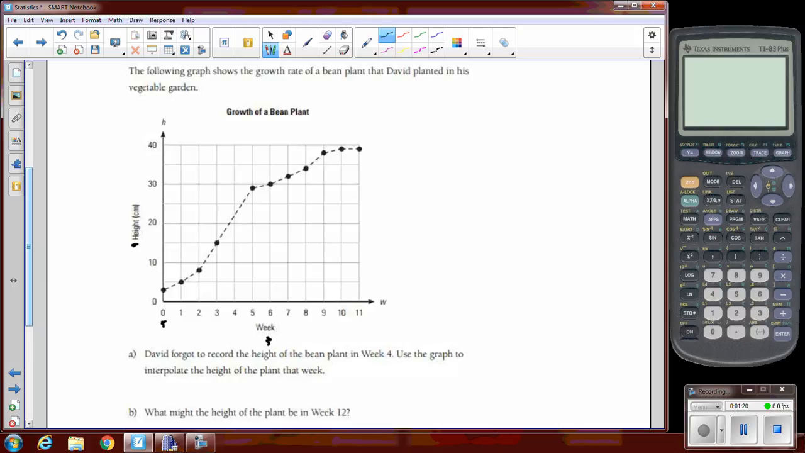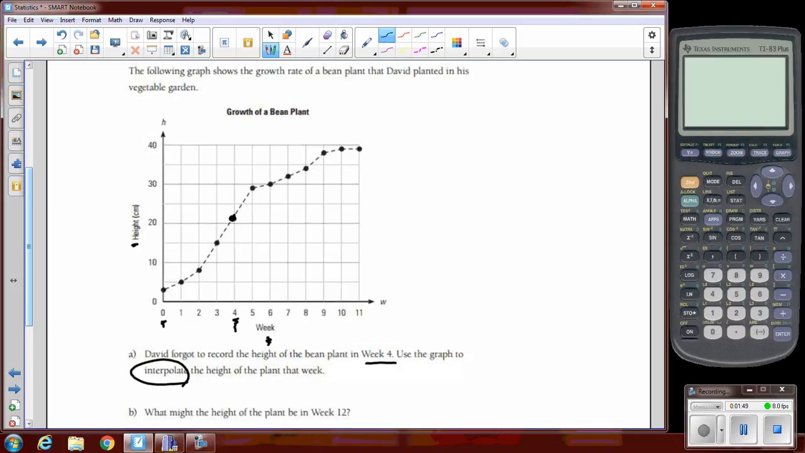Now it says David forgot to record the height of the bean plant in week 4. Use the graph to interpolate the height of the plant that week. So interpolate means the data must be in the graph somewhere. Now it says week 4, so on the bottom is weeks, and we go to week 4. And we just follow the graph up, and here it is at about week 4, somewhere right here. That data's in the graph. The plant must have been somewhere there.